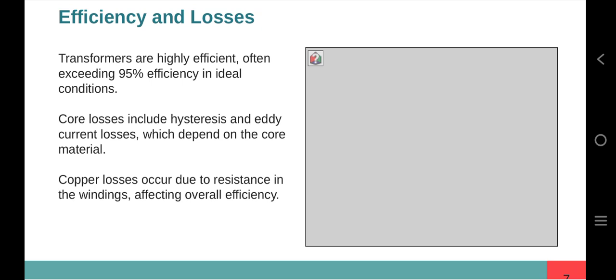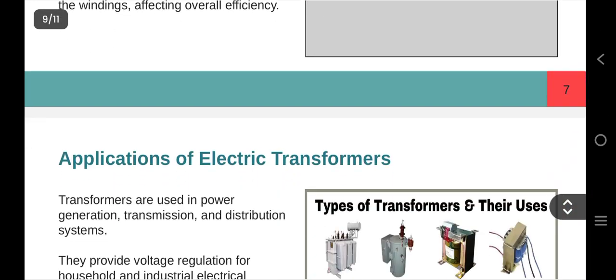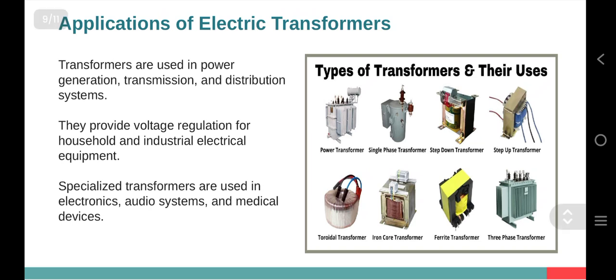Now the losses: we know there are two types of losses, core losses and copper losses. The core losses include hysteresis and eddy current losses, which depend upon the quality of the core material, whereas the copper loss occurs due to the resistance in the windings, which affects the overall efficiency of the transformer.